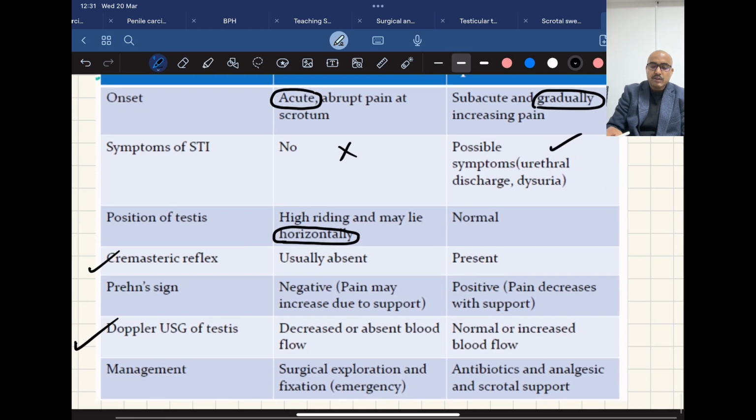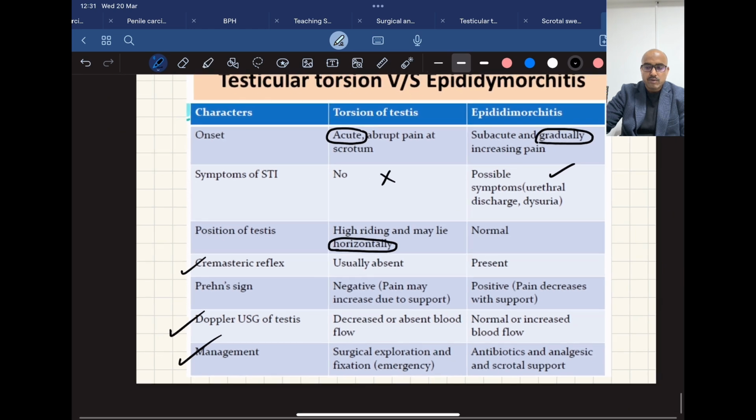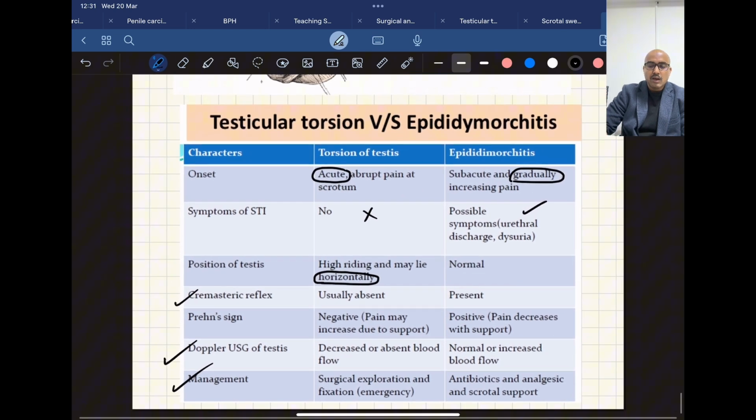Understand here, if there is torsion, there will be decreased or absent blood flow. In epididymitis, as it is inflammation, there will be vasodilatation and increased vascularity in the orchitis. Okay, so management, as you know, orchitis is usually STD, so we give analgesic as well as antibiotic support, and torsion is a urological emergency. Explore it and decide what to do. So remember, this differentiation is important for your clinical question solving, as well as important for your clinical life.